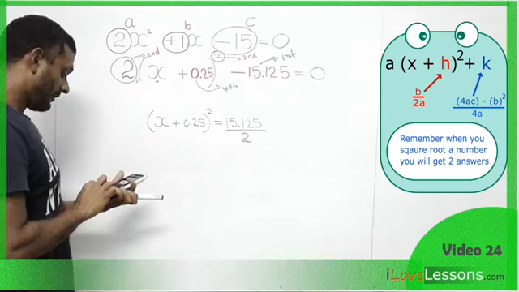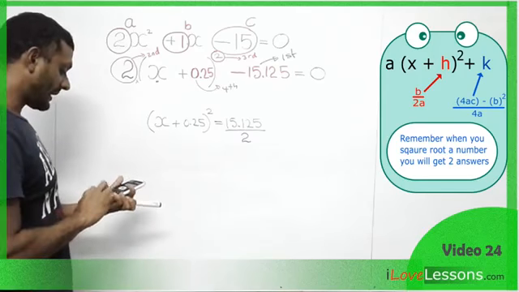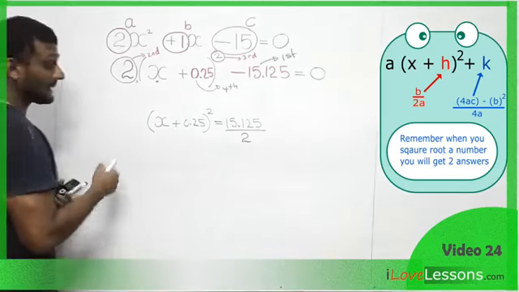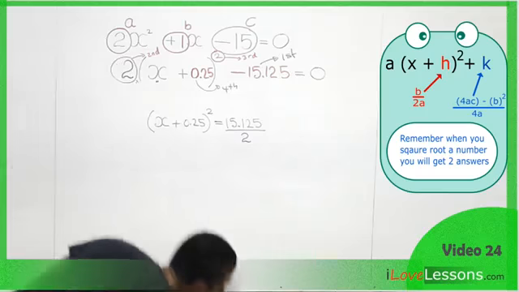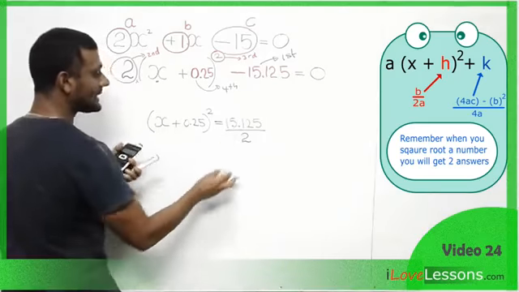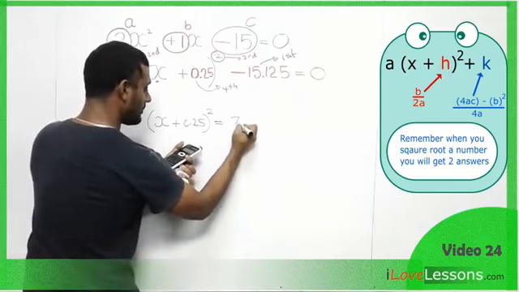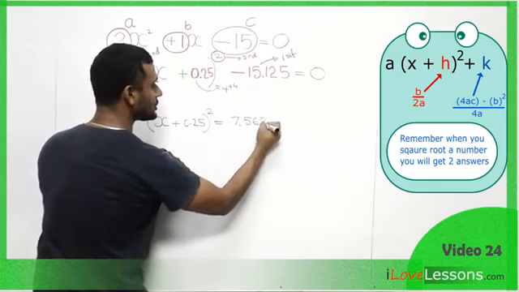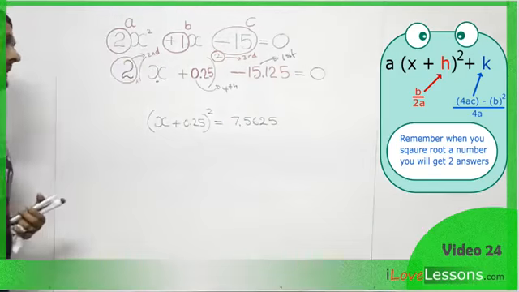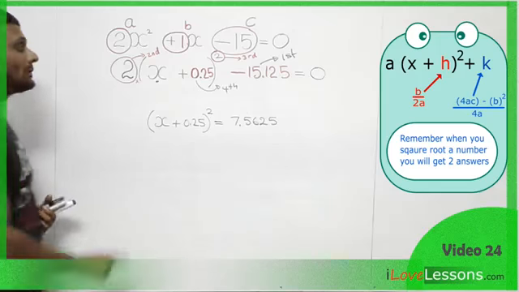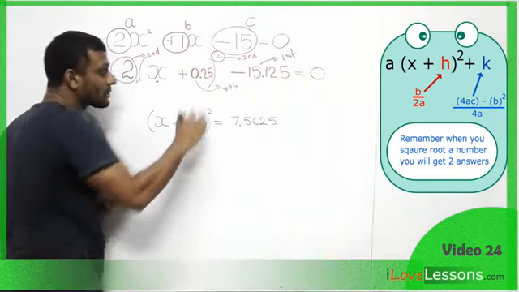So we have 15.125 divided by 2. Well, the answer doesn't look too pretty, but when you divide these two, we will get 7.565. I'm not rounding off. Who's next? Third on the list is the squared.